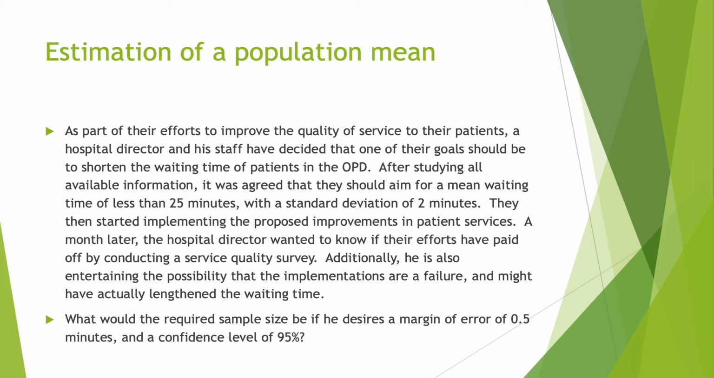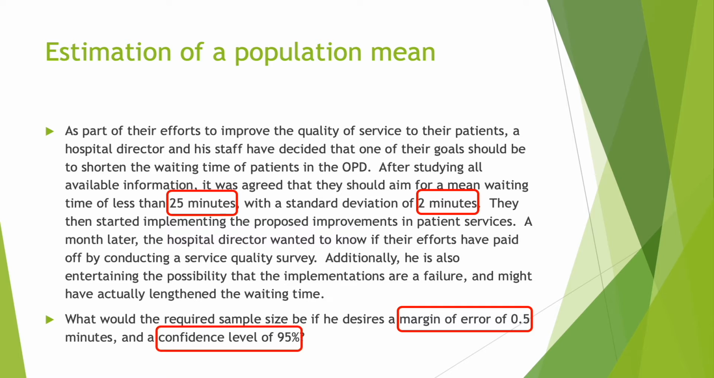So the mean being estimated here is the mean waiting time of patients in the OPD. The hypothesized mean here is 25 minutes with a standard deviation of 2 minutes. The hospital director also desires a margin of error of 0.5 minutes and a confidence level of 95%. Additionally, he is also entertaining the possibility that the implementations are a failure and might have actually lengthened the waiting time, meaning he is allowing the possibility that the estimated mean waiting time has gone in either direction, thus making his hypothesis two-tailed.